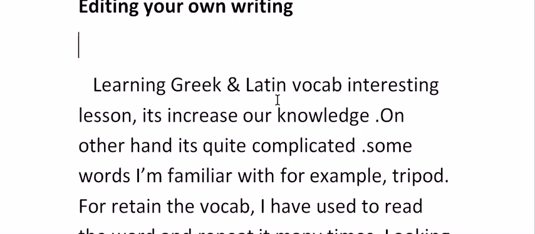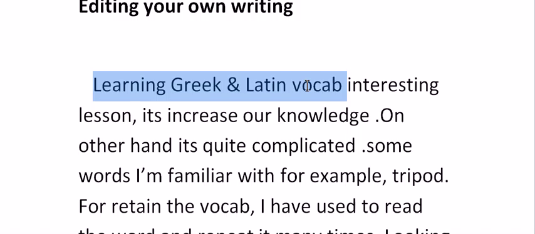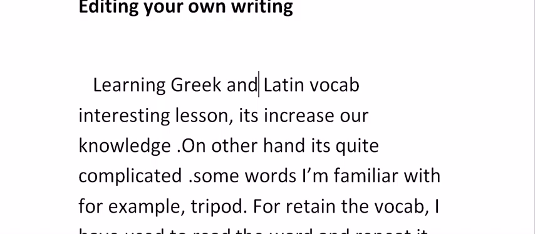I would suggest you look at one sentence at a time and then cut it into phrases and look at parts at a time. So, "learning Greek and Latin vocab," that's in itself fine, but if you write academic English, don't use these kinds of symbols. Just write the full words. So learning Greek and Latin vocabulary, and then interesting lesson.